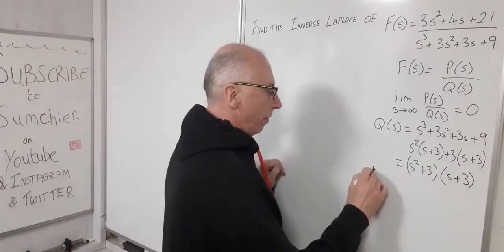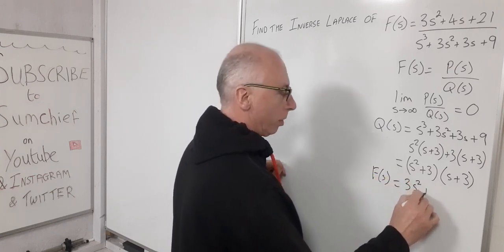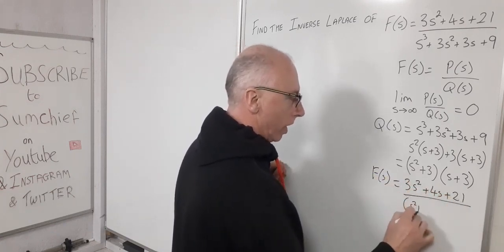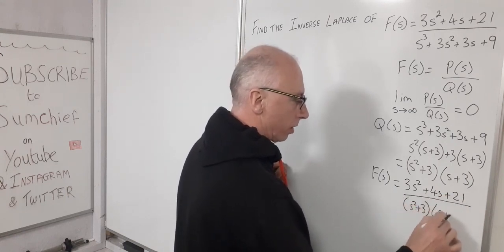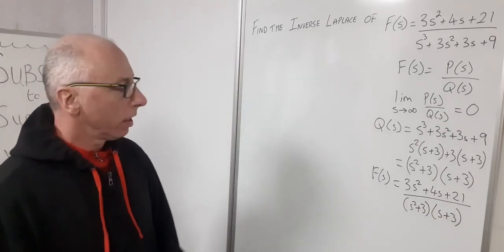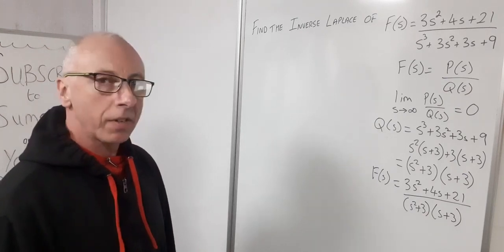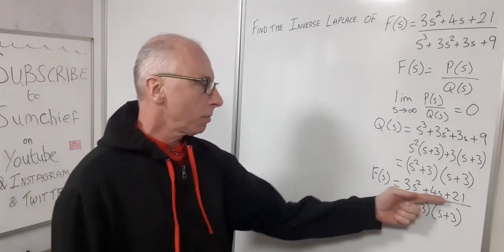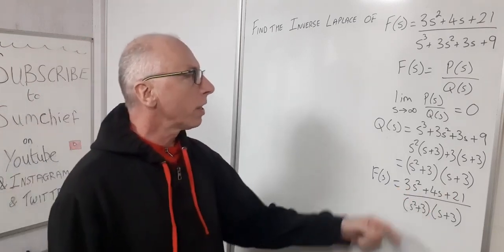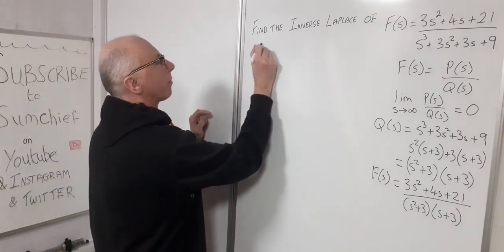So now our F(s) equals (3s² + 4s + 21) over (s² + 3)(s + 3). So then we've got a chance now to try and find some way of breaking this up into two fractions. Partial fractions is definitely a possibility, but it still seems a long way off with what we've got going on here. So maybe there's more we can deal with here with our numerator P(s). So let's have a look at P(s).